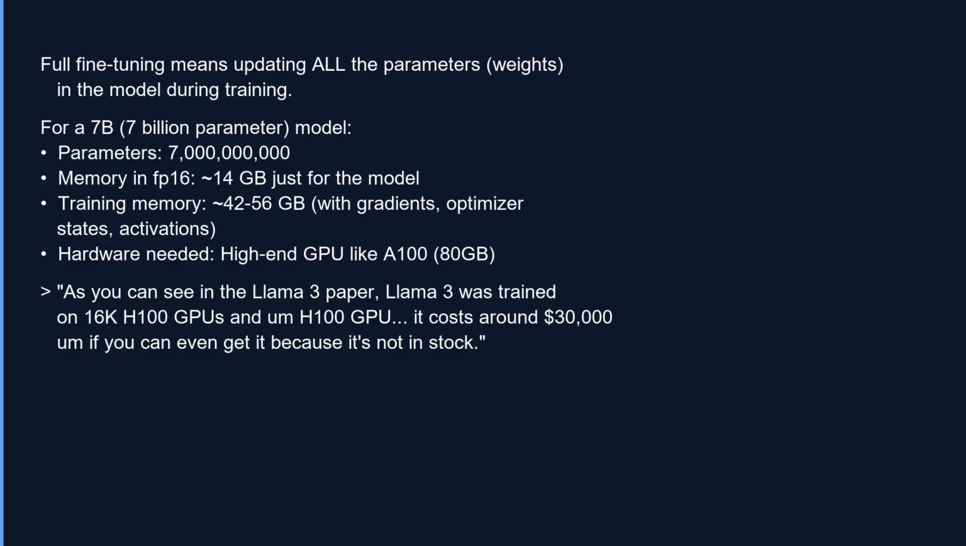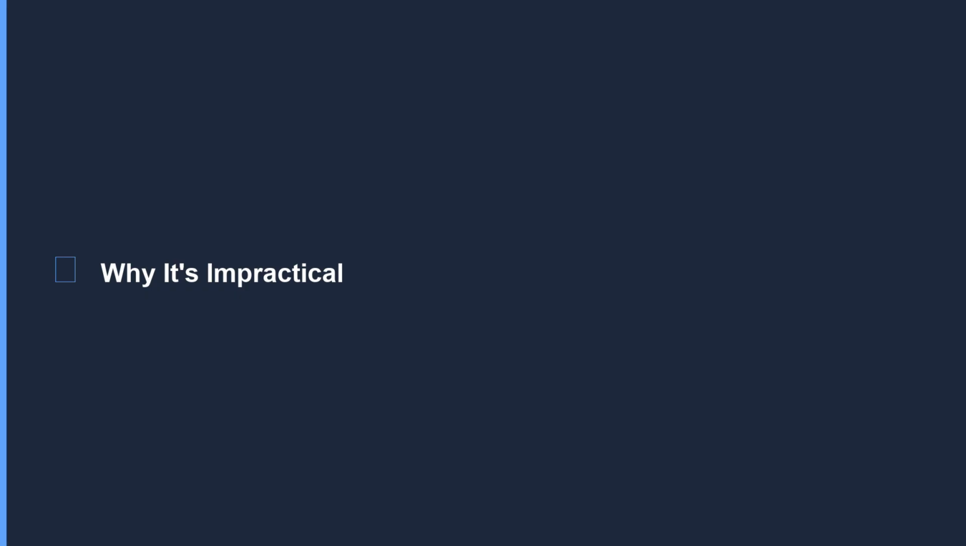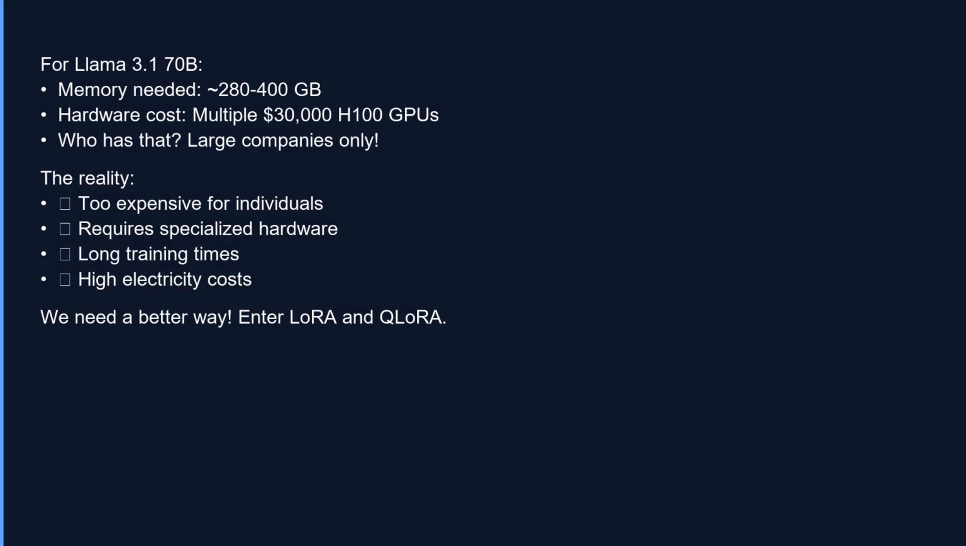As you can see in the Llama 3 paper, Llama 3 was trained on 16K H100 GPUs, and an H100 GPU costs around $30,000, if you can even get it because it's not in stock. For Llama 3.1 70B, memory needed is about 400 GB. Hardware cost: multiple $30,000 H100 GPUs. Who has that? Large companies only. The reality: too expensive for individuals, requires specialized hardware, long training times, high electricity costs. We need a better way.